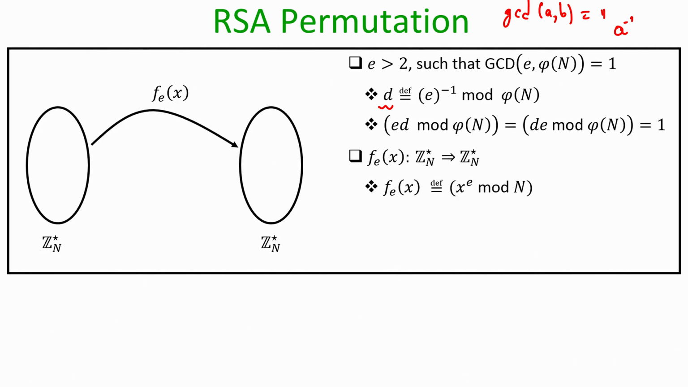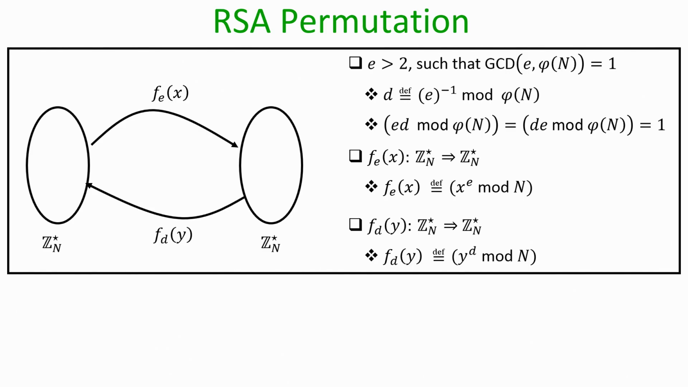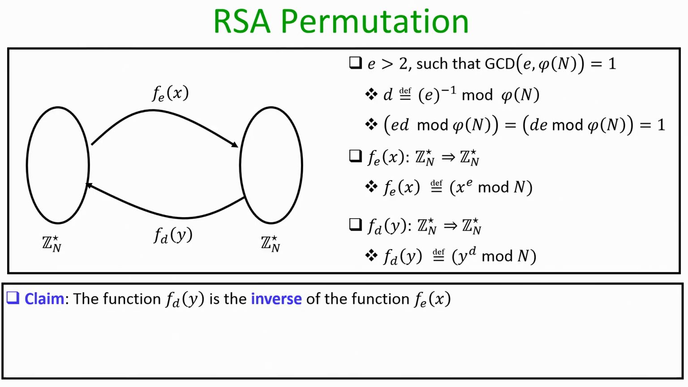Now, the RSA permutation is defined as follows. To go in the forward direction, the function is f sub e, and to compute f sub e on a value x, where x is a member of Z n star, we compute x to the power e and do mod n. On the other hand, the reverse direction function is f sub d of y: to compute f sub d of y, I compute y to the power d and then perform mod n. And I claim here that the function f sub d is the inverse of the function f sub e and vice versa.